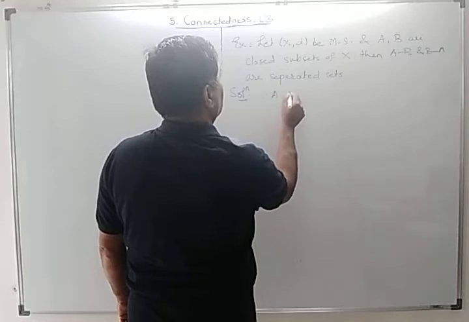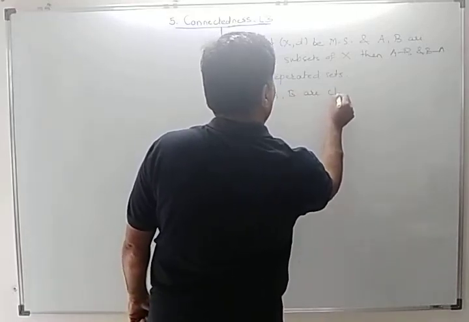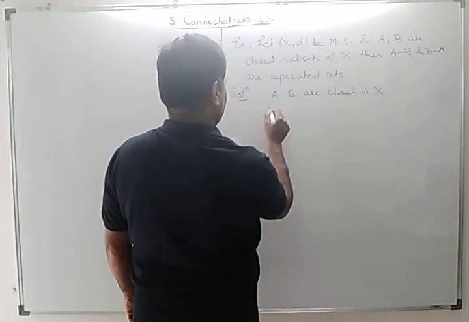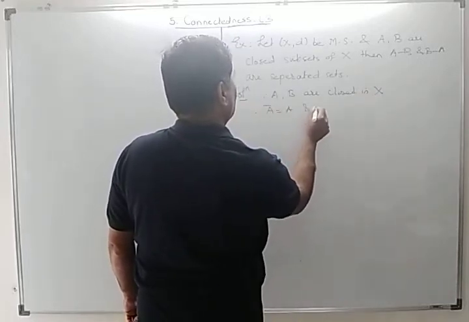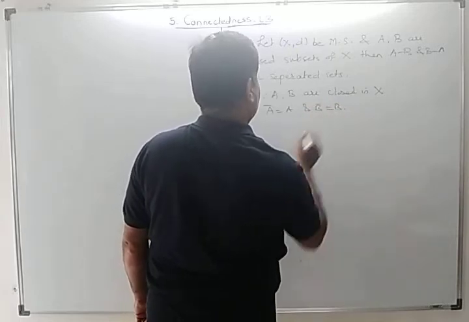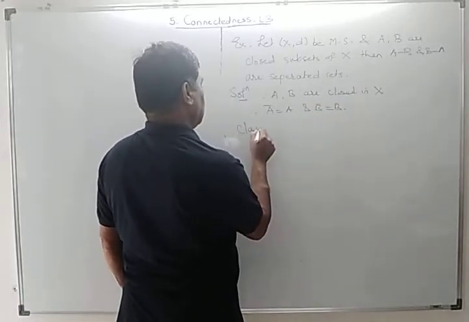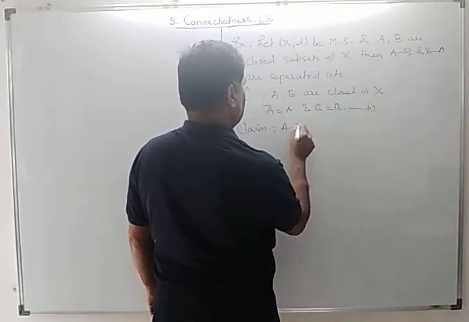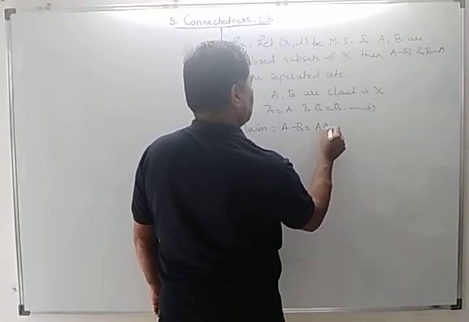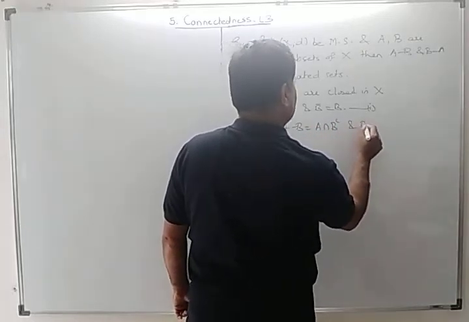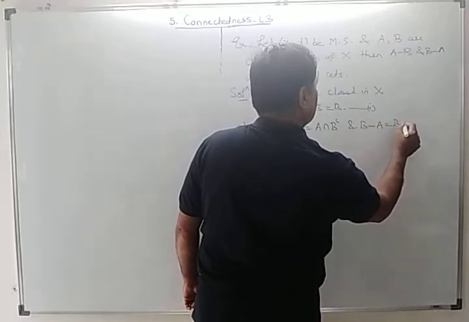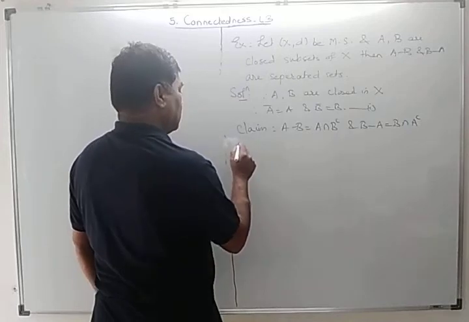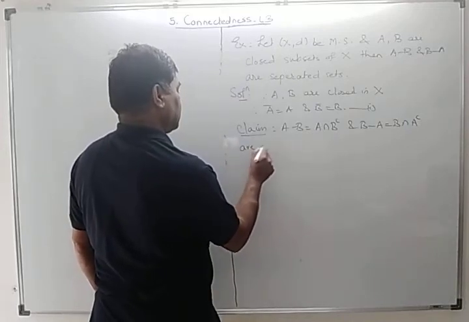Since A, B are closed in X, therefore A closure is equal to A and B closure is equal to B. Claim 1: A minus B is equal to A intersection B complement and B minus A is equal to B intersection A complement are separated sets.